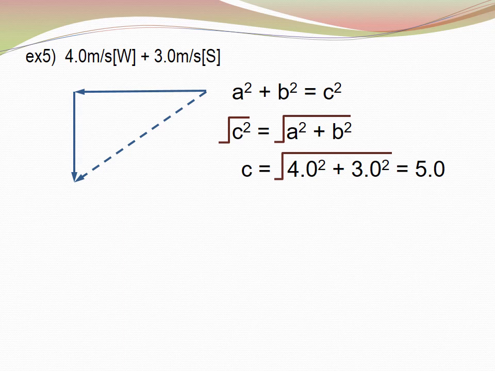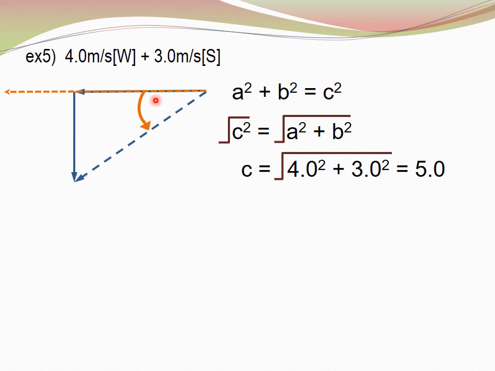But this is a vector with direction, so I need to include what the direction of this 5 meters per second is. So I drew west first. So I have to measure the angle going from west towards the south.